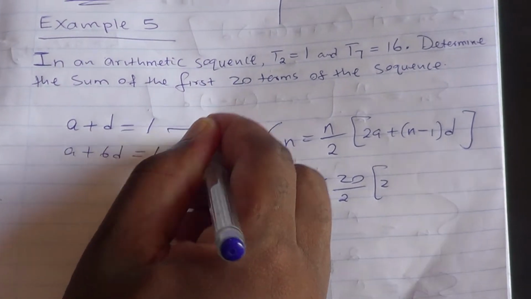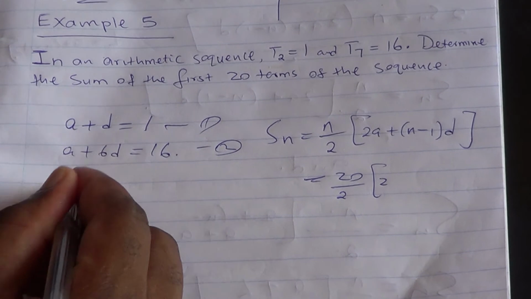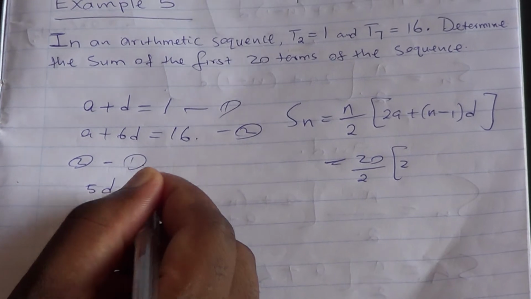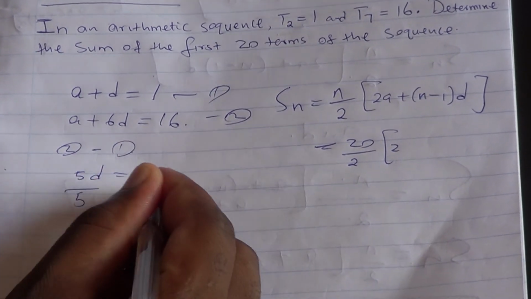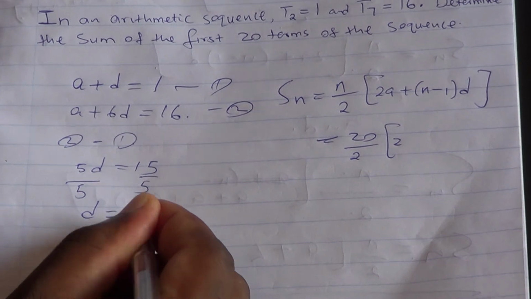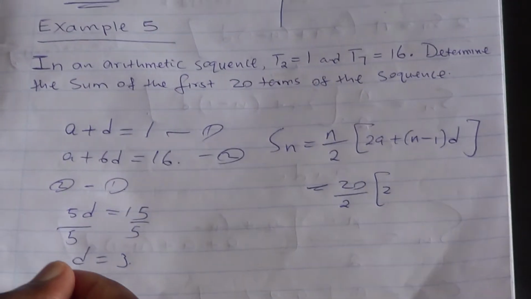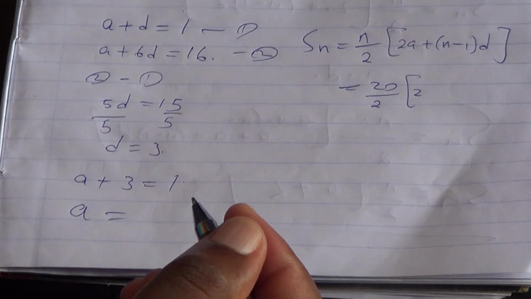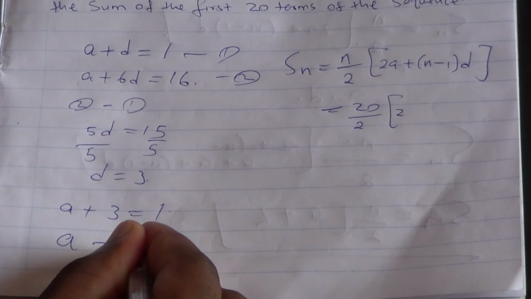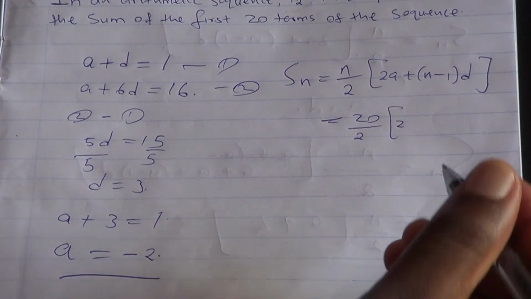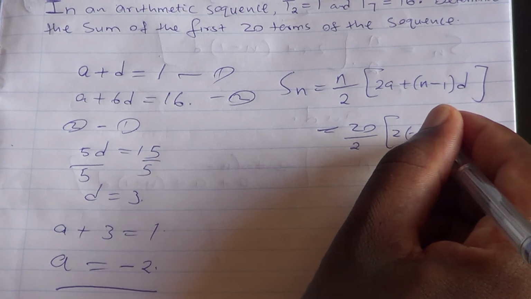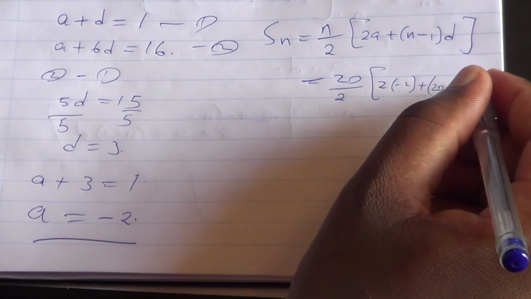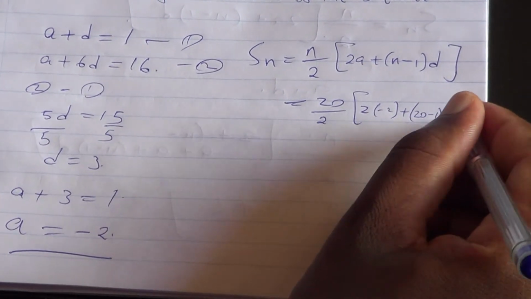Now, this is equation 1, equation 2. Equation 2 minus equation 1. So this is 5d is equal to 15. Divide everything by 5. What are you having? Your d is 3. Take this 3 and replace there. a plus 3 is equal to 1. Therefore, a is equal to minus 2. Now let's replace. 2 into minus 2 plus 20 minus 1, and then the difference, we have 3.